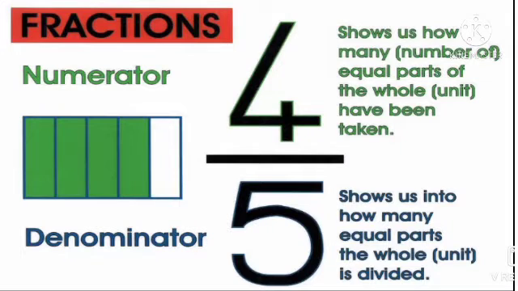Children, let us see one more example to know the numerator and the denominator of the given fraction. Here 4 by 5, 4 over 5, is the given fraction. The top number 4 shows us how many equal parts of the whole have been taken. And the bottom number 5 represents the denominator and shows us into how many equal parts the whole is divided.